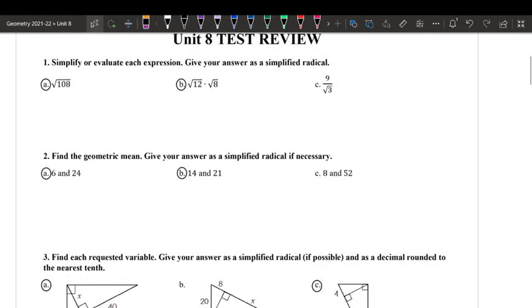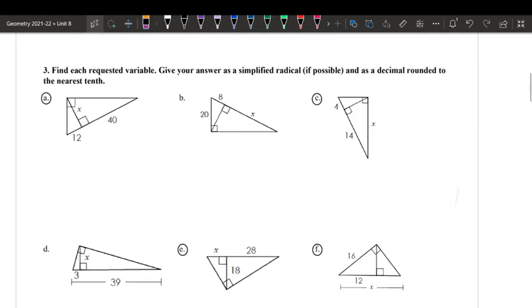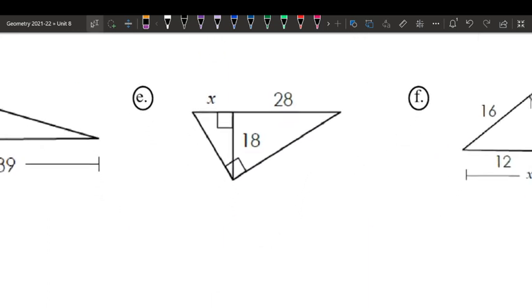Alright, so for the Unit 8 review, I'm on the first page, number 3, E. Alright, these are geometric mean. And geometric mean means that you're going to take the square root of the product of two numbers. So I'm just going to call them A and B. So geometric mean is the square root of the product of two numbers. And we can see here that we want to take the geometric mean of this.